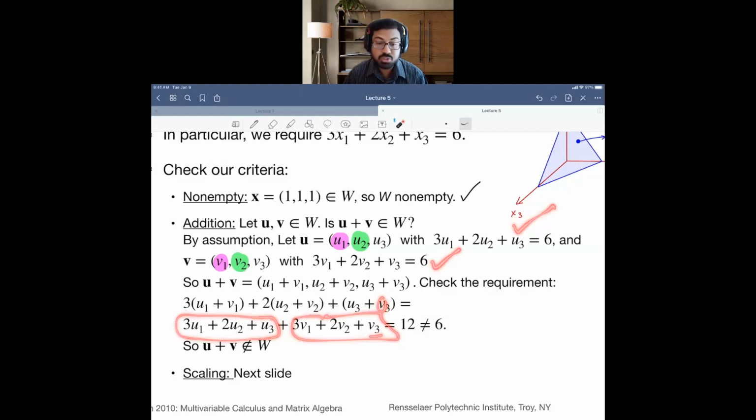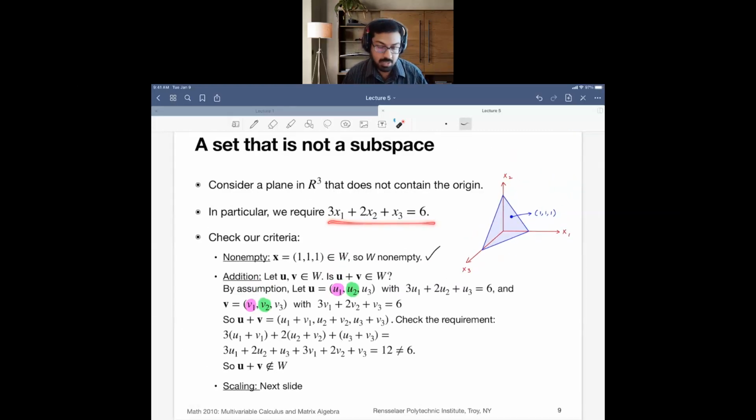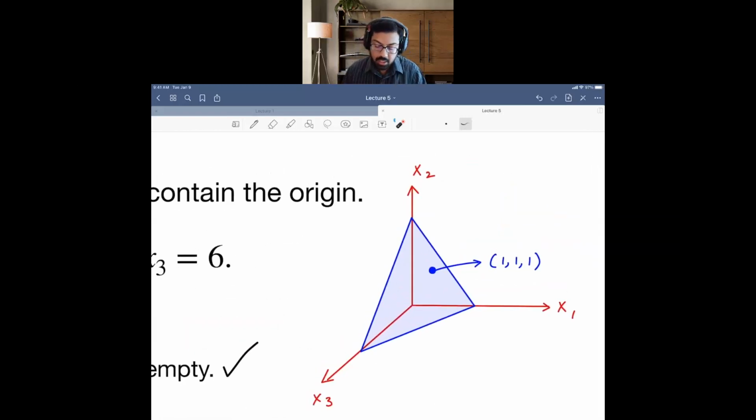So this actually equals 12, which is not equal to 6, which means that U plus V did not belong to the subspace W. So it was not closed in addition. Immediately, as soon as one criterion breaks, you can say that it is not a subspace. I don't need to go through the scaling. So this is how you would prove that algebraically, but we can also look at it geometrically as well.